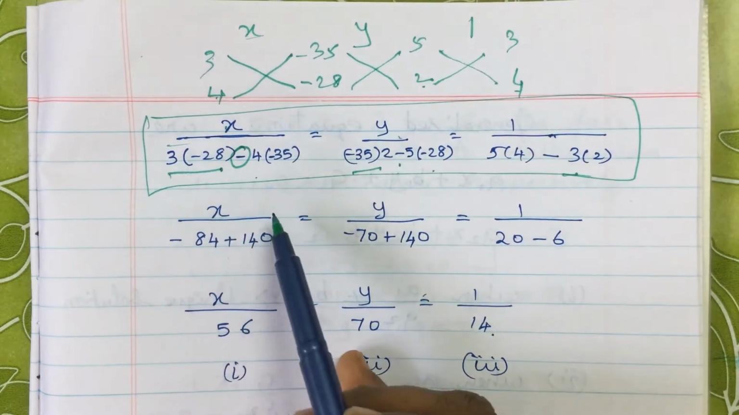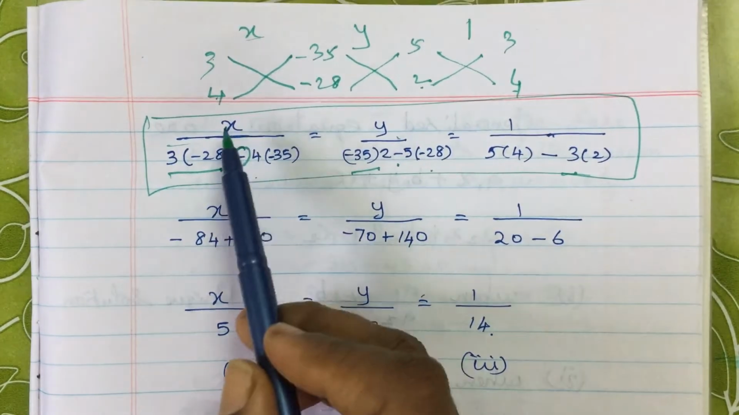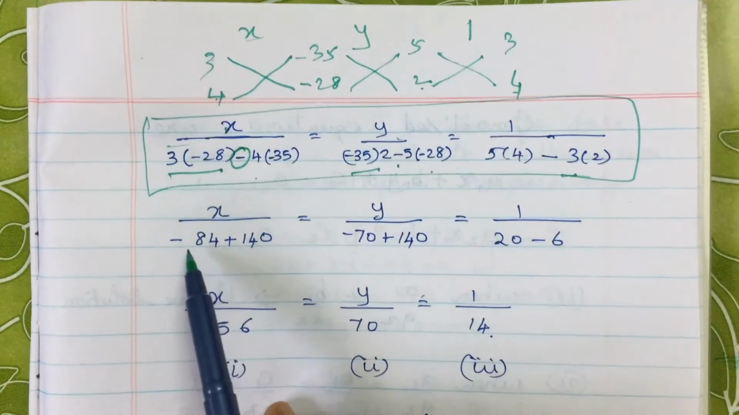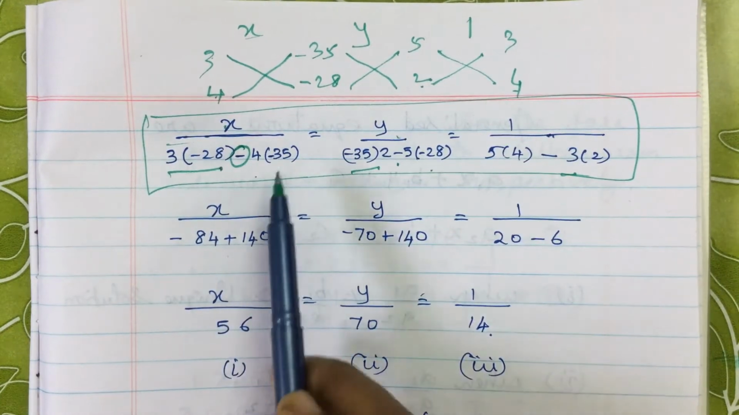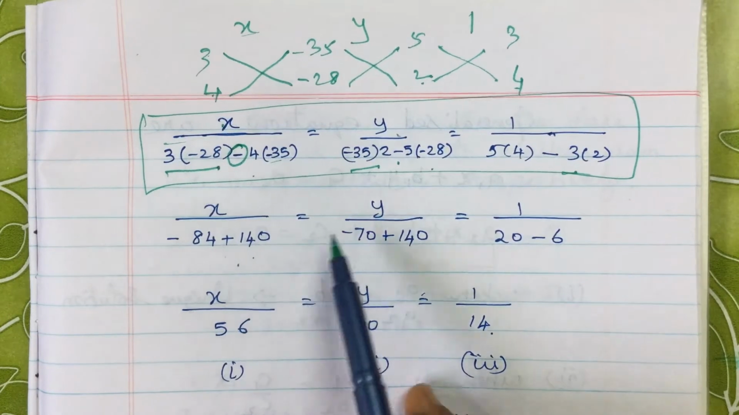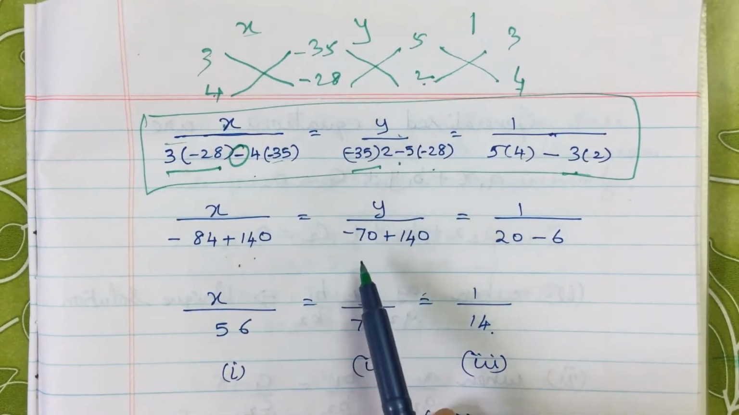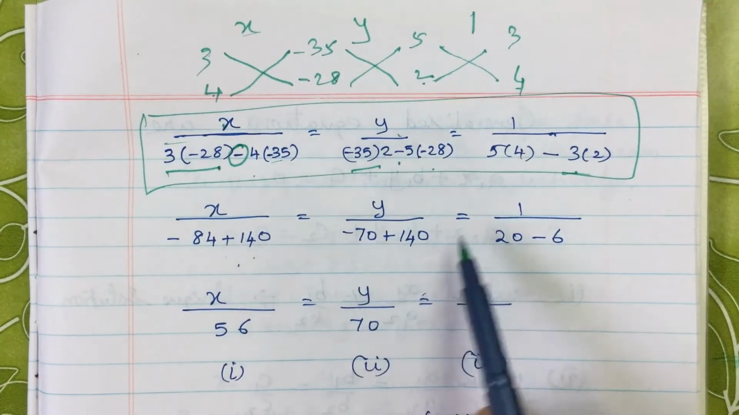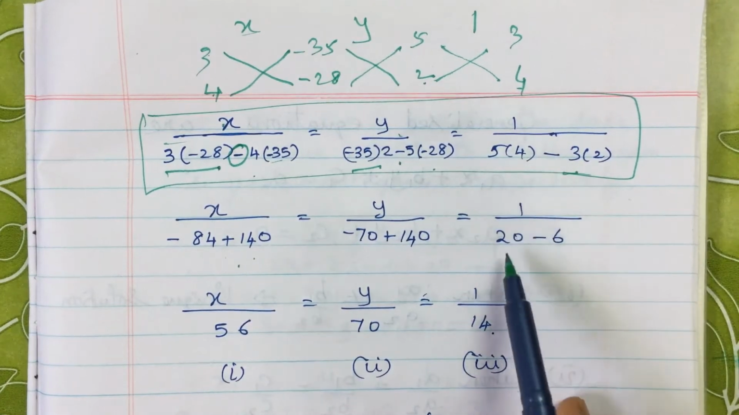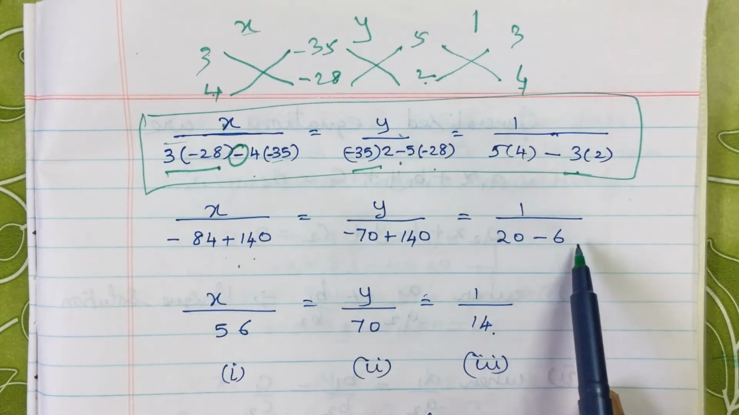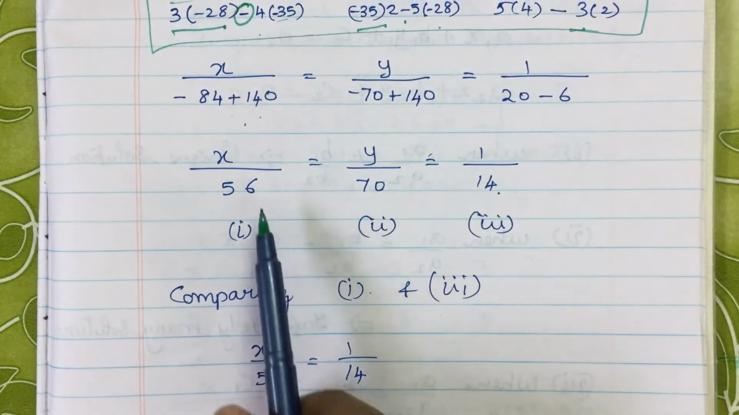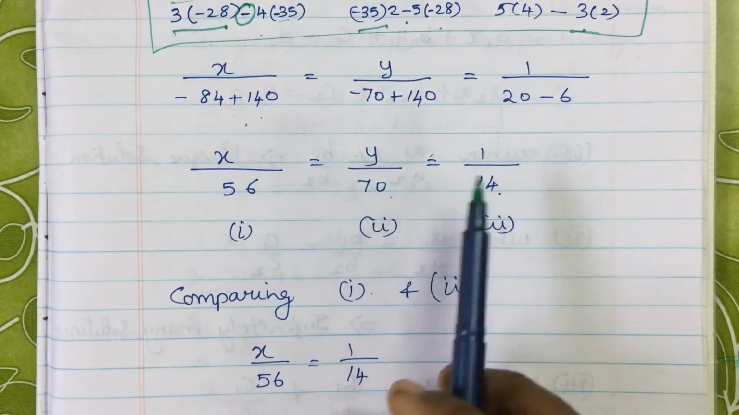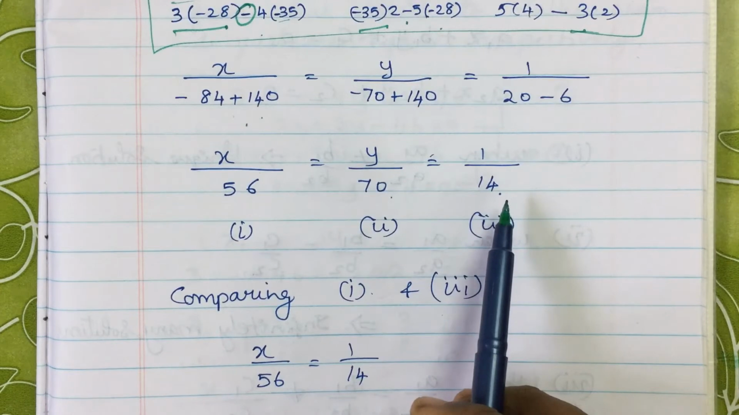So after that it is only simplification procedures. So x divided by, multiply these two, you will be getting minus 84 plus 140, minus into minus will become plus 140, y divided by minus 70 plus 140, 1 divided by 5 4s are 20, minus 3 2s are 6. And then again if you simplify, what you will get, x by 56 is equal to y by 70 equal to 1 by 14.